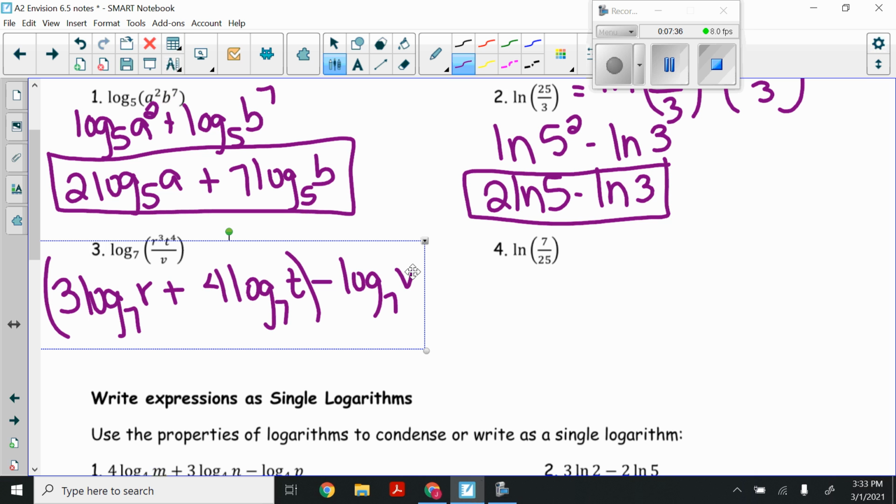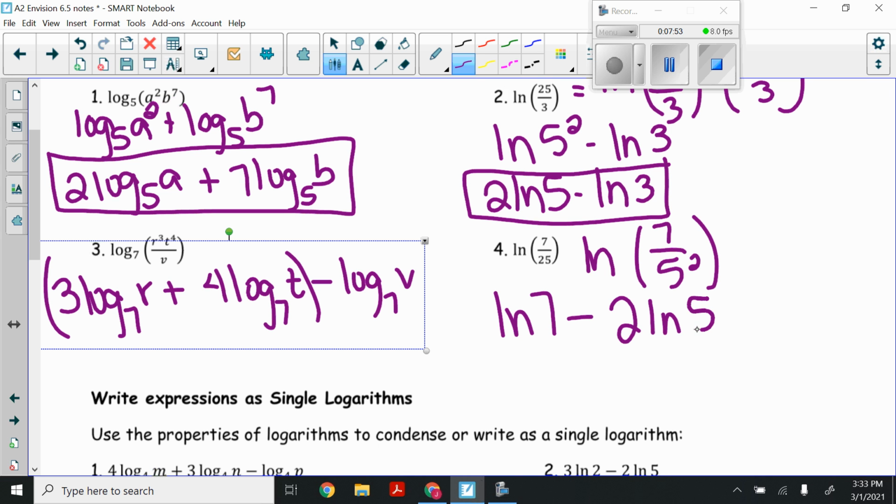Right, number 4, the natural log of 7 divided by 25. Again, let's see if we can rewrite this. So this is really the natural log of 7 over 5 squared. So the natural log of 7 minus, that 2 comes out front, 2 natural log of 5.